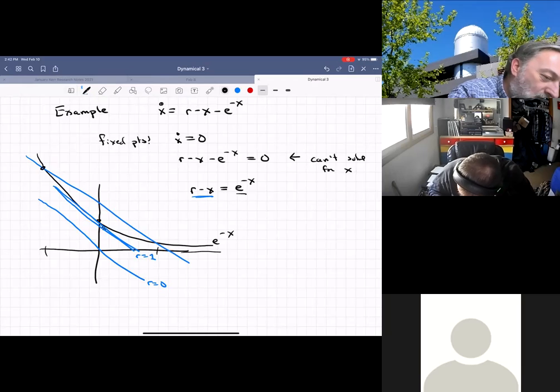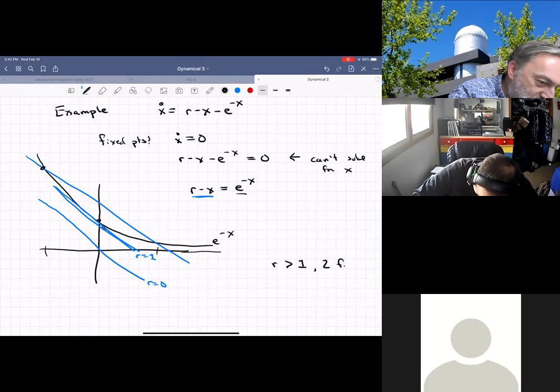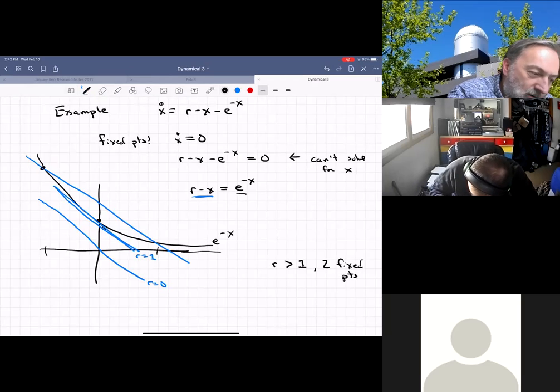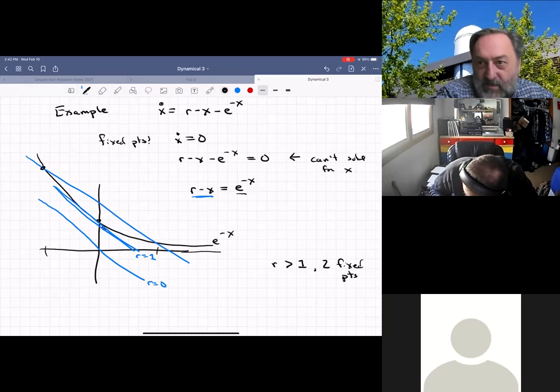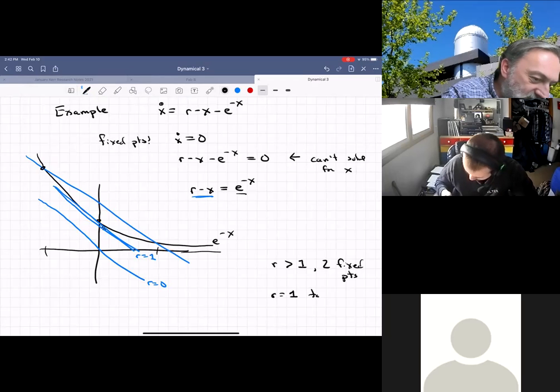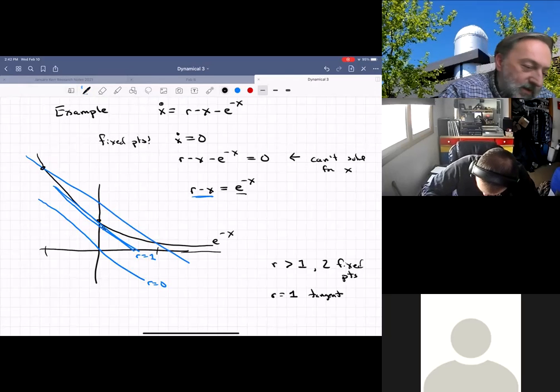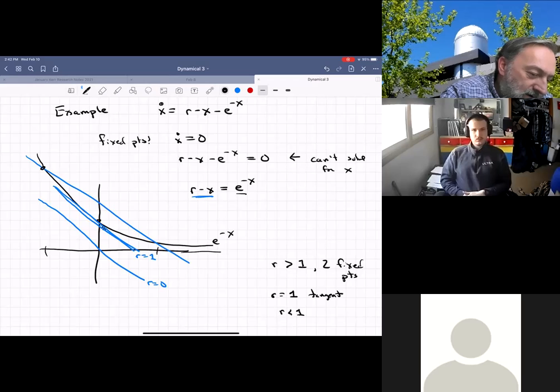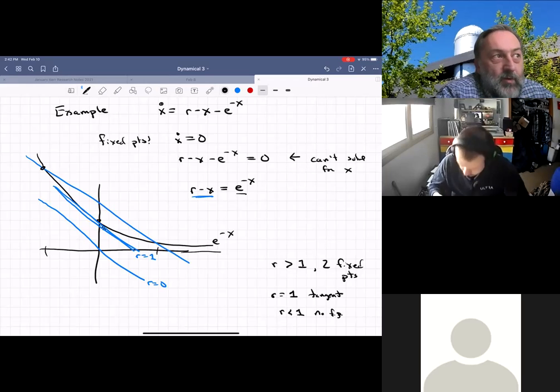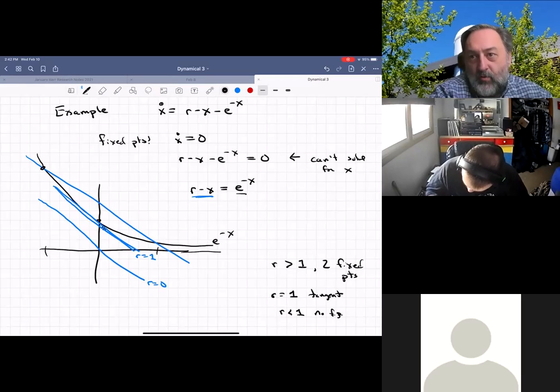And then if I have r equals any number bigger than that, we see that we have two intersections. So for r greater than 1, we have two fixed points. There's two places where the r minus x intersects the e to the minus x line. At r equals 1, I have a tangency between the r minus x line and the e to the minus x line. And for r less than 1, I have no fixed points.